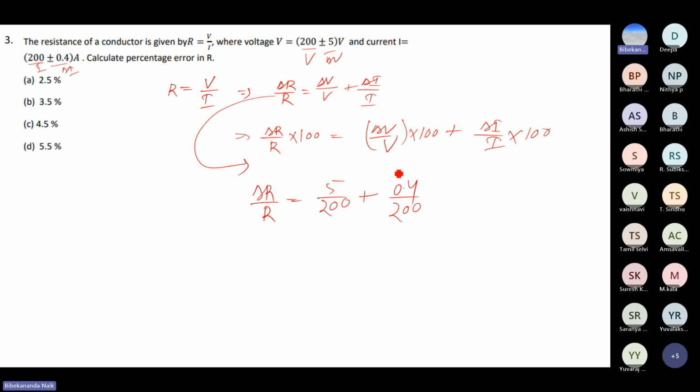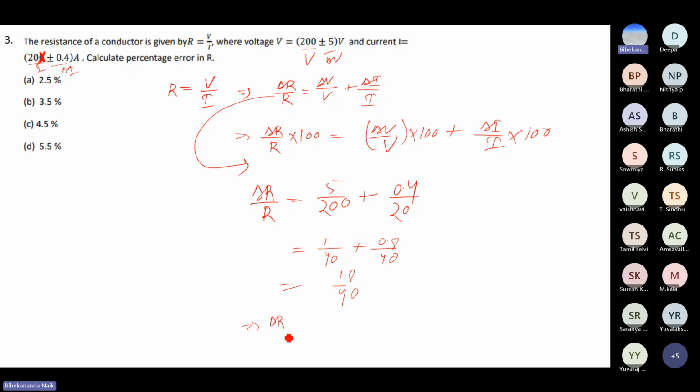I think, one minute. It's not 200, it is 20. So the answer is calculated using this 20, not 200. Please correct it. It is 20, so 20 plus minus 0.4. So when you calculate, 5 by 200 means how much? It will be 1 by 40 plus 0.8 by 40. It will be 1.8 by 40.